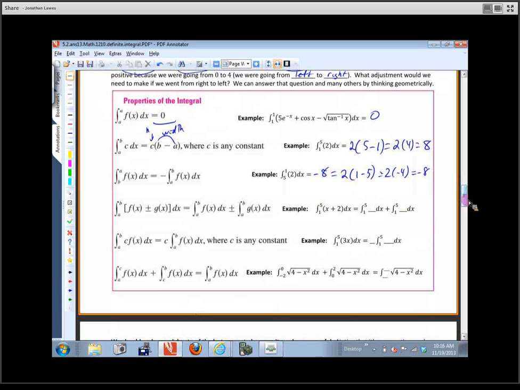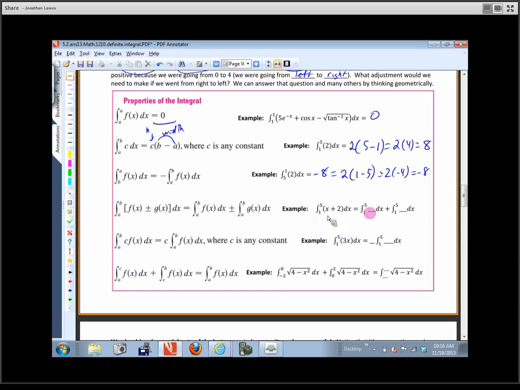Okay, let's take a look at the next one. This is kind of like the sum and difference rule that we've learned with limits and integrals, or derivatives and stuff like that. If I have the definite integral from a to b of two functions that are either being added or subtracted, I can find the definite integral of the first one, the definite integral of the second one, and then perform the operation, whether it's addition or subtraction, and then get the answer.